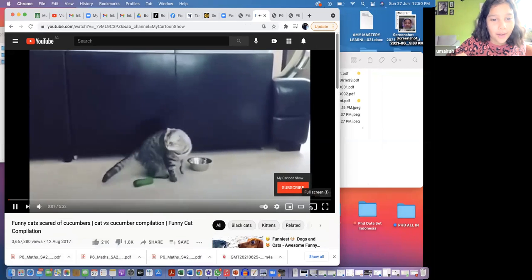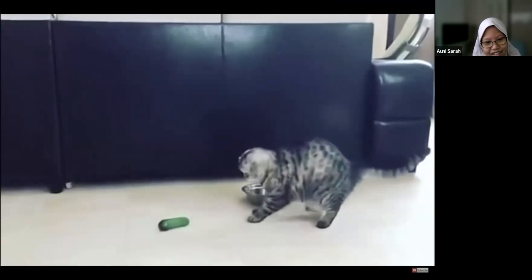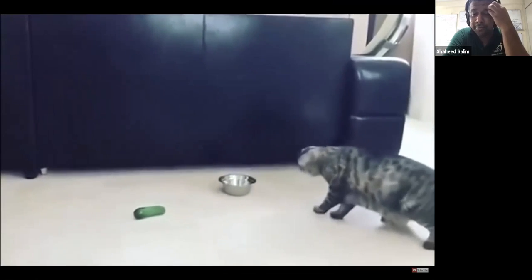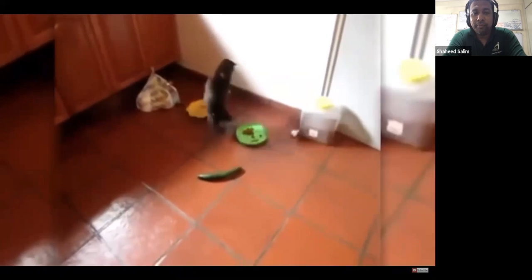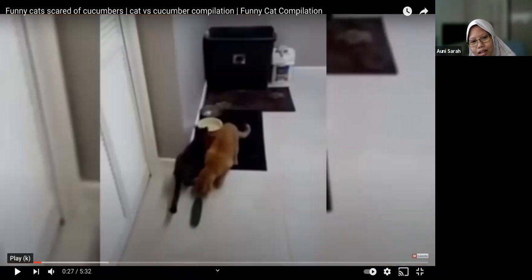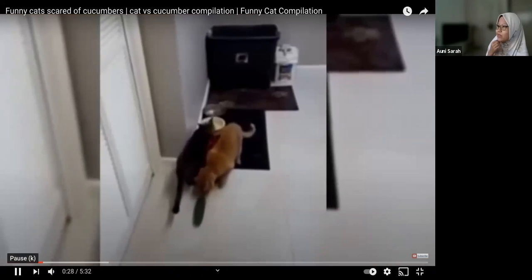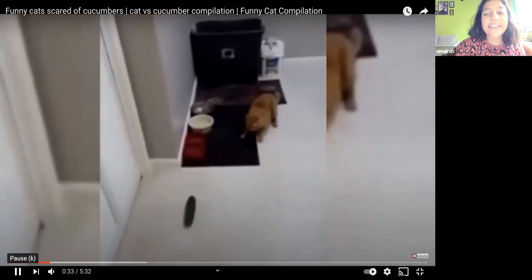Funny cats scared of them. Oh, I know this one. It's the cucumber they get scared. They're scared of cucumbers. I know, I saw before. So you can try this experiment. They put a cucumber behind it. So what you do is, while your cat is eating, you put a cucumber behind the cat and see what happens after that. I put something there, but no plastic. No plastic. Take a video.